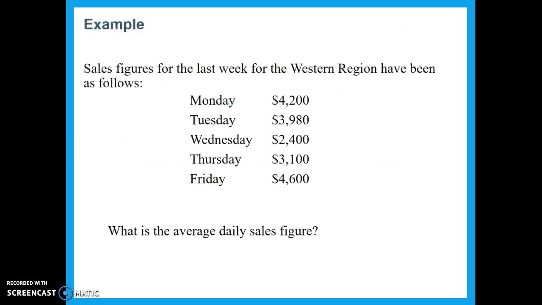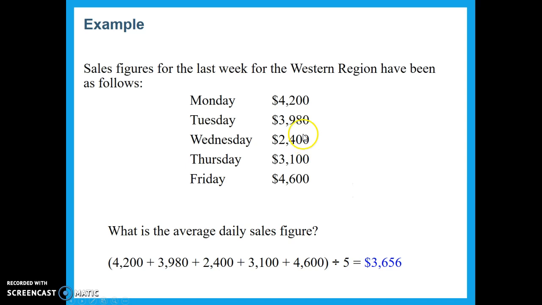Sales figures for last week for the Western region are as follows. We want to find the average daily sales figure, which means that we want to find the mean. So we will take our sales for each day, add them all together, and then divide by the total number of days.